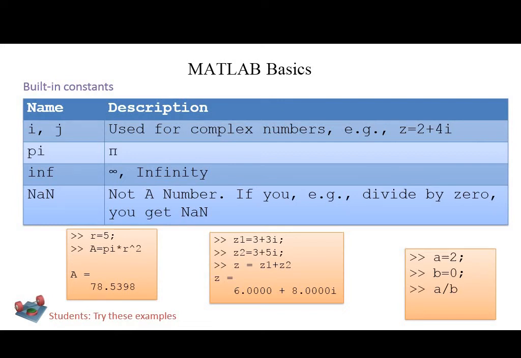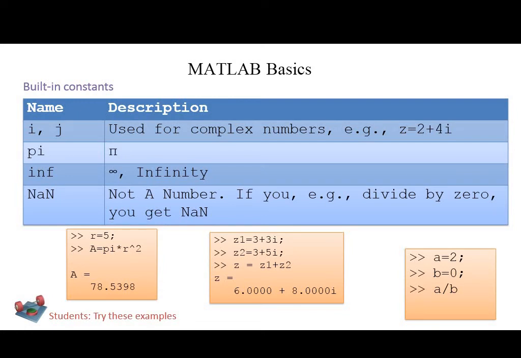You can't assign these built-in constants to variables. So if you want to calculate the area of a circle with radius 5, you have to assign r = 5, and the area of a circle is pi r squared. So you have to write a = pi * r^2, then hit enter, and the answer will appear in the command window: a = 78.5398.